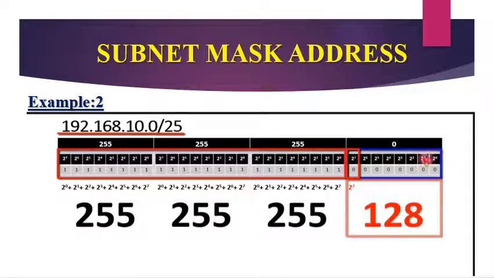The host bit is always represented as a 0. What is the position of that host bit? 2 power 7th position. So 2 power 7 gives you 128. So the given IP address is 192.168.10.0/25: the first 24 bits and 1 bit borrowed from the host, so 25. Then the subnet mask address is 255.255.255.128. So this is the easy way to find the subnet mask address from the given IP address.